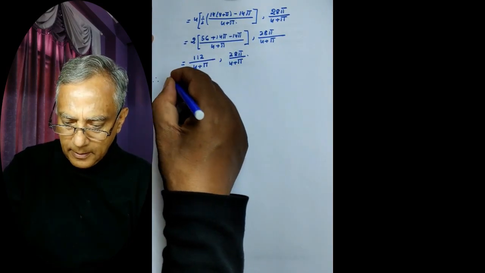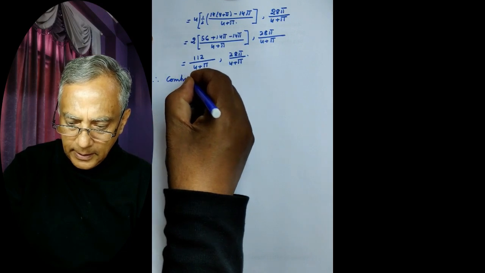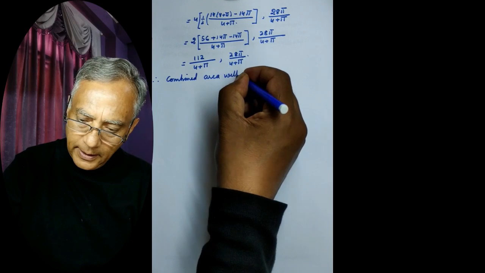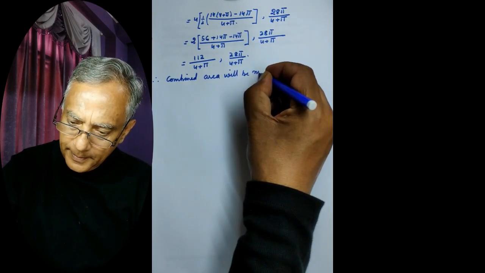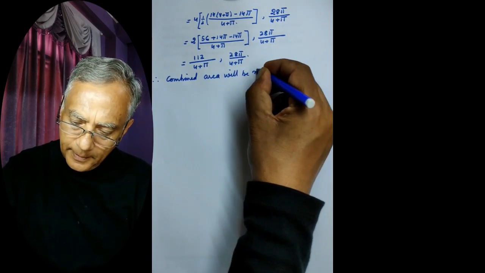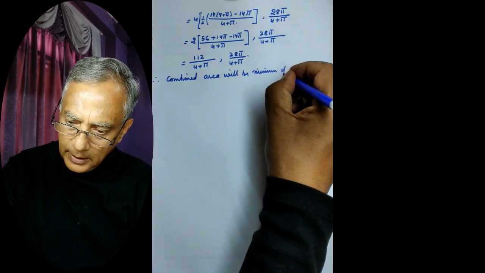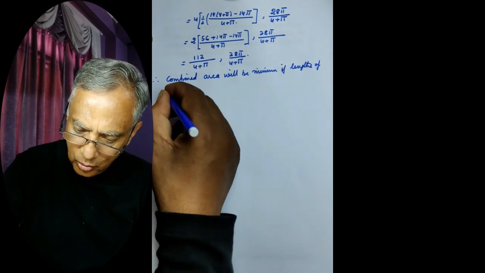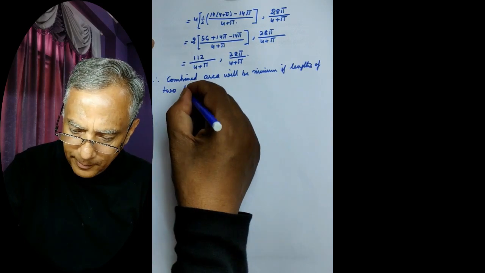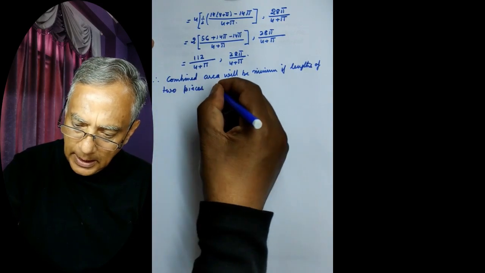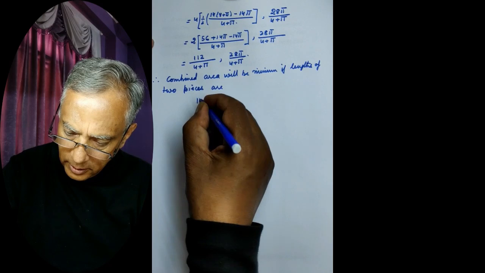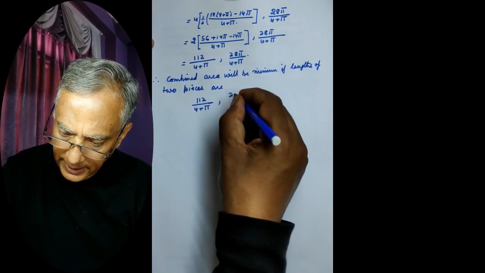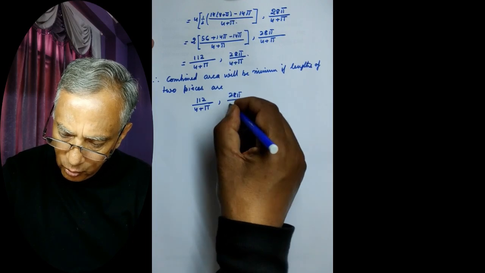Therefore, combined area will be minimum if lengths of two pieces are 112 over pi plus 4 and 28 pi over 4 plus pi.